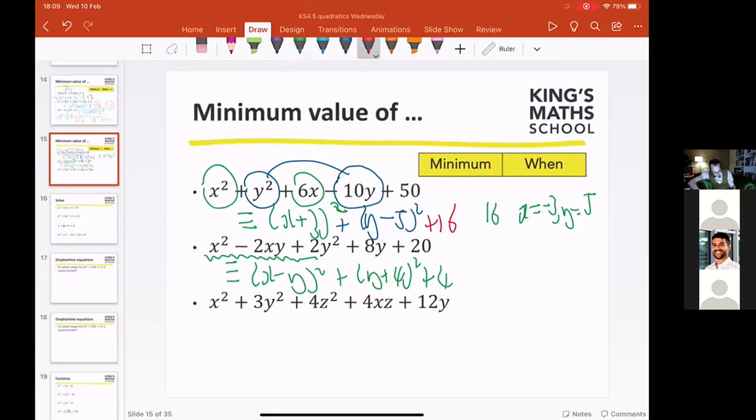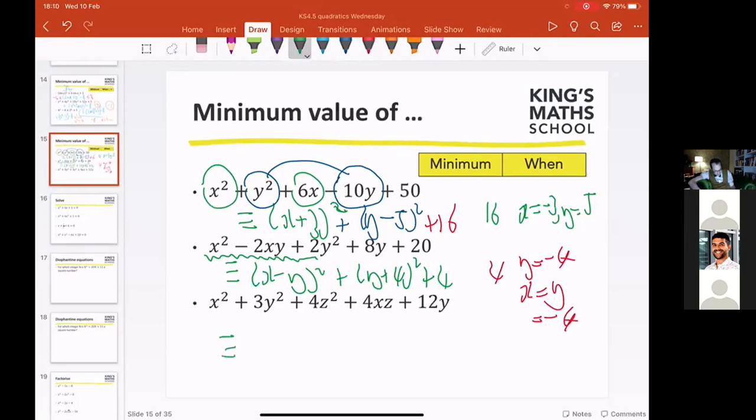Right, so my minimum is 4 when y equals -4, that makes that bracket equal 0, and x equals y, because that makes the first bracket equal 0. Oh, right, so therefore x has to be -4. So at -4, -4, that expression will equal +4, which is the minimum value.